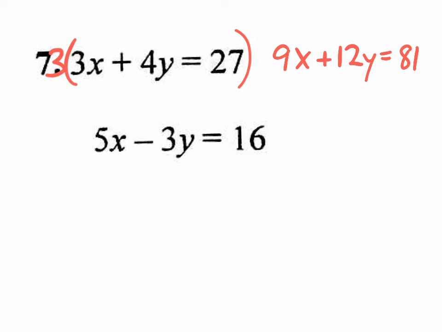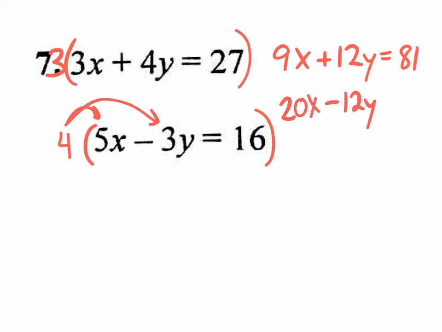And then on the bottom, we're going to multiply this bottom equation by a 4. That way, this negative 3 will become a negative 12. That way, it'll cancel with the positive 12 that we already have. So let's distribute 4 times 5x. That is 20x. 4 times negative 3y. That's negative 12y. 4 times 16. That's 64.